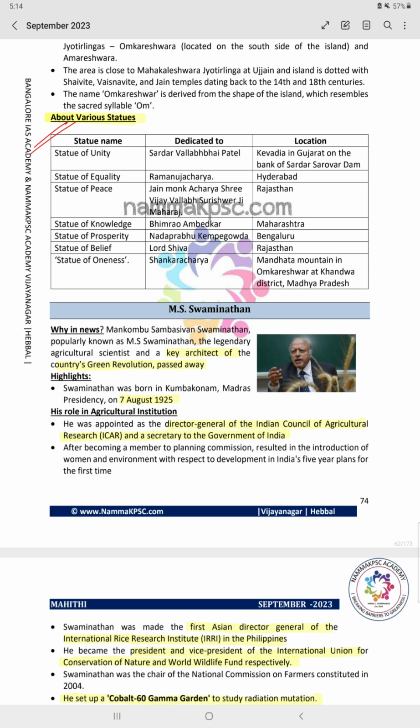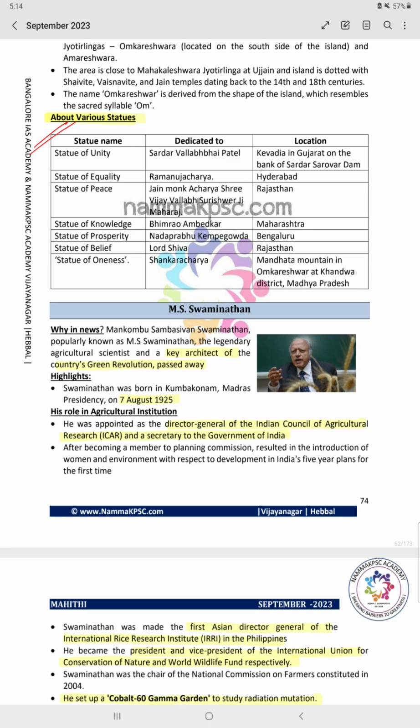Then we have Statue of Equality. It is in Hyderabad and it is dedicated to Ramanujacharya. Then we have Statue of Peace. With this we can identify peace is mainly loved by Jainism and all. So Jain monk Acharya Sri Vijaya Vallabha Surishwarji Maharaj. It is in Rajasthan. Then we have Statue of Knowledge.